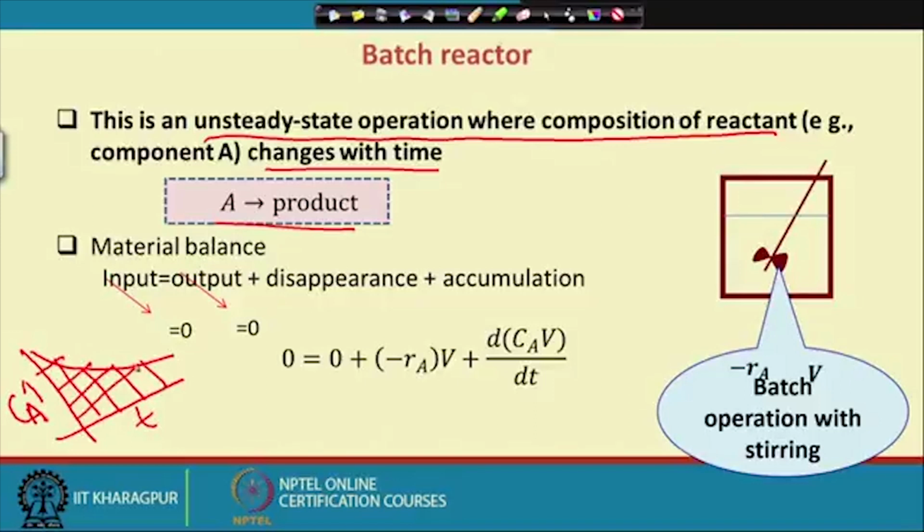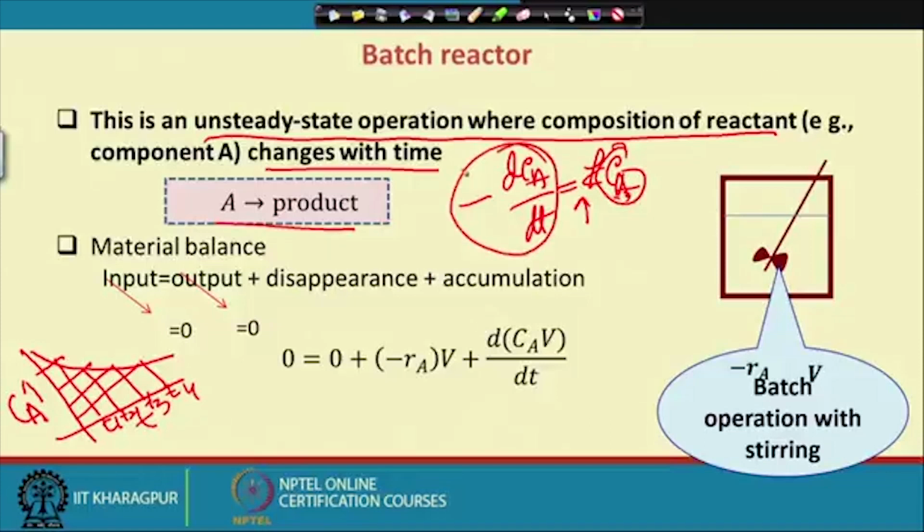Now, if you have the rate equation, what is the rate equation? dCa by dt equals K into Ca, if you consider a first order reaction. K is constant, but your Ca value changes at different times: this is T1, this is T2, this is T3, this is T4. As the time changes, your Ca value changes. As the Ca value changes, the rate of reaction changes.